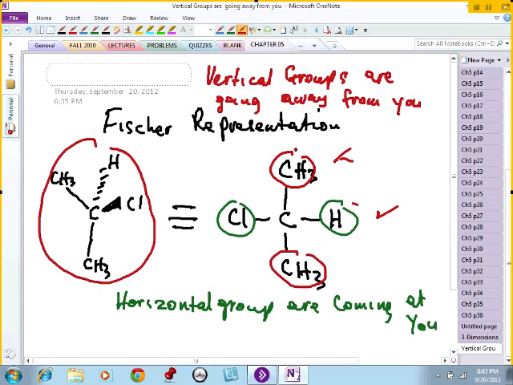So the Fisher projection is a very important way to represent an organic molecule in three dimensions. What is good about the Fisher projection is that it is a two-dimensional structure that represents a three-dimensional molecule. I'll tell you why that is good before we finish today. Now we've shown you the wedge and dotted line representation, and also the Fisher projection. So now let us start our study of stereochemistry.